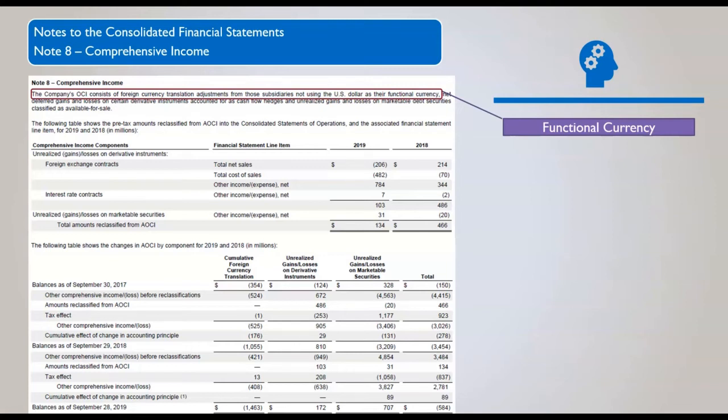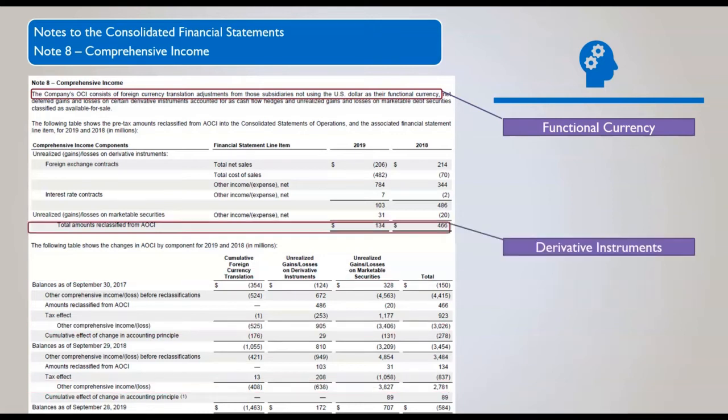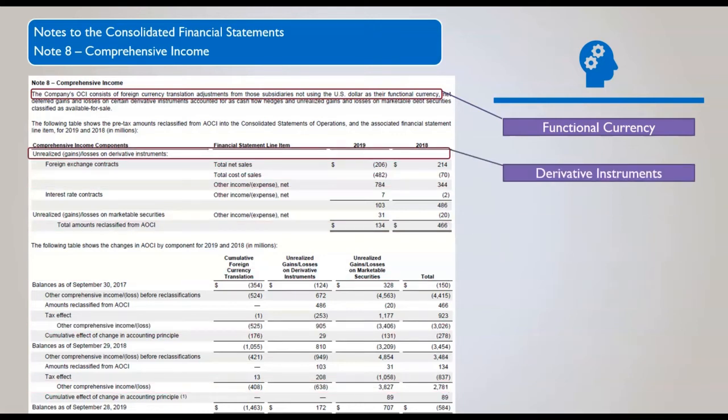For example, in Apple's case, this would be in USD or US dollars. Here on the table, we can see the unrealized gain, losses on derivative instruments.